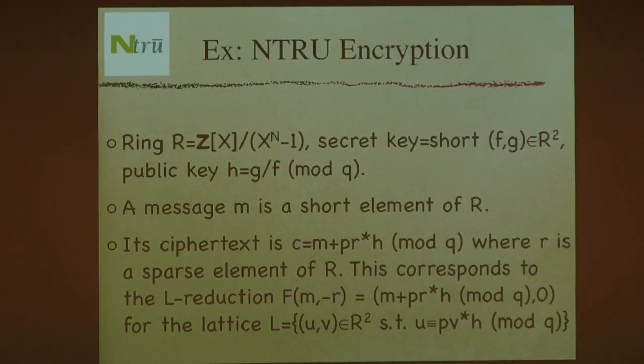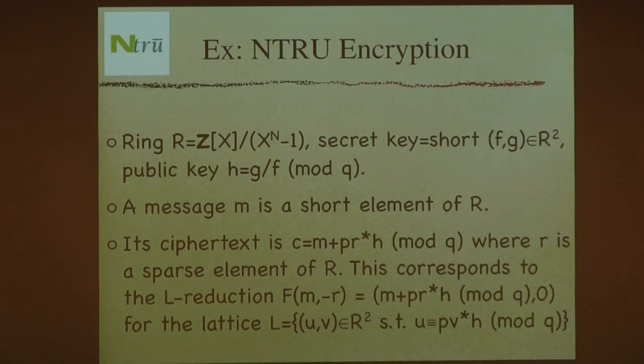You can see it also in NTRU encryption. This slide assumes that you have seen before a description of NTRU. NTRU will use this ring. The secret key is two short polynomials inside this ring. The public key is a quotient mod Q of those secret vectors. A message is a short element in that ring. And you have this equation. The ciphertext is the message plus p r times h, where the product is the product in this ring, and r is some sparse element of the ring.